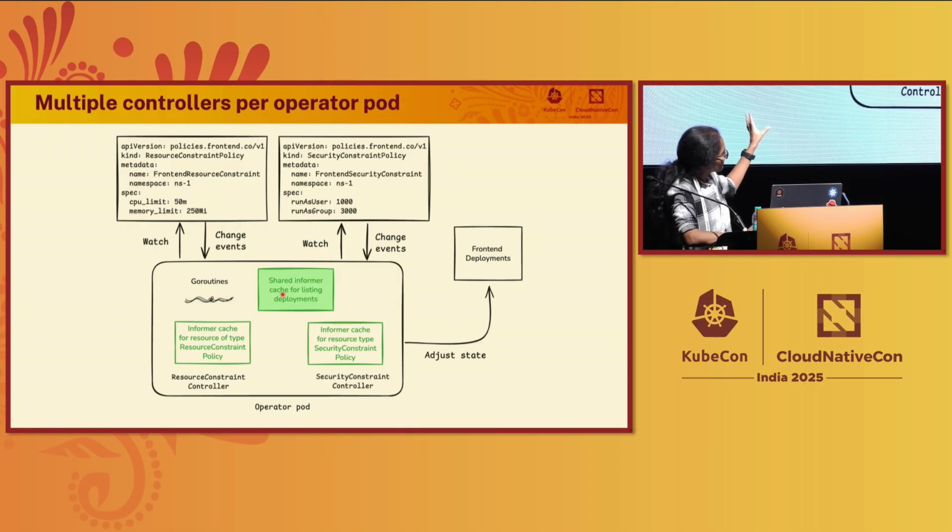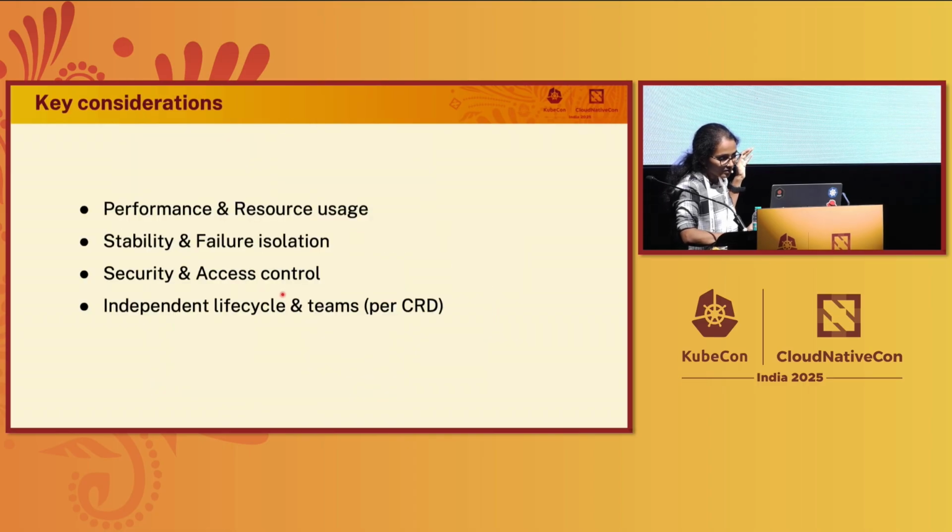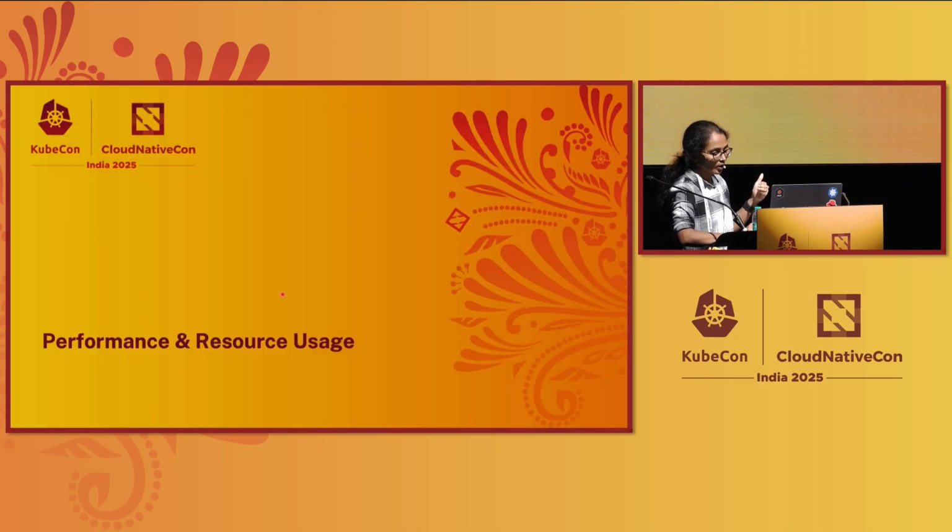Given that we have a visualization of what it looks like, I'll go to the next slide. Out of these two approaches, what is the right choice for you? What are the key factors that you need to consider? It's performance and resource usage, stability and failure isolation, RBAC, independent life cycle, and teams. I'll just go through them one by one.